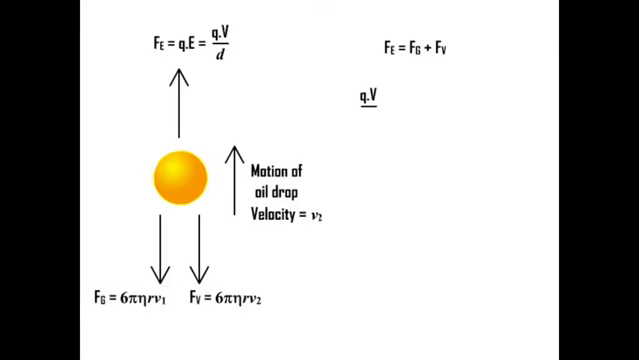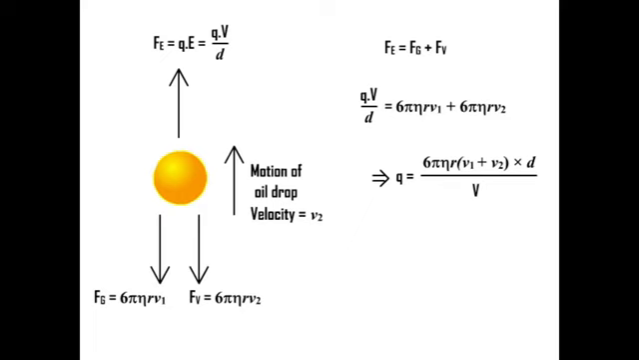Therefore, QV/D equals 6πηrv1 plus 6πηrv2, which implies Q equals 6πηr(v1 + v2)D divided by V. So in either case, Q can be calculated. The charge on different oil drops was calculated.